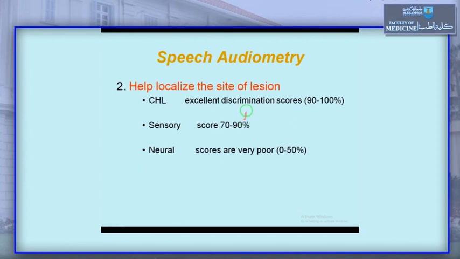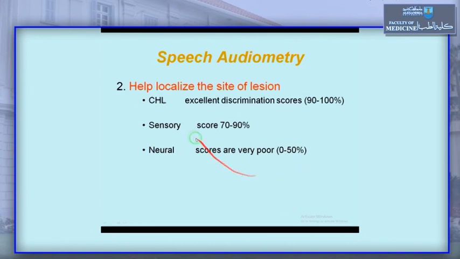The importance of the word discrimination score is that it helps us to localize the site of lesion, which means that it confirms the results of the pure tone audiometry regarding the type of hearing loss. In conductive loss, we have excellent discrimination score, 90 to 100%. In sensory, which means a cochlear loss, we have a score between 70 and 90%. In neural loss, we have scores which are very poor, 0 to 50%.